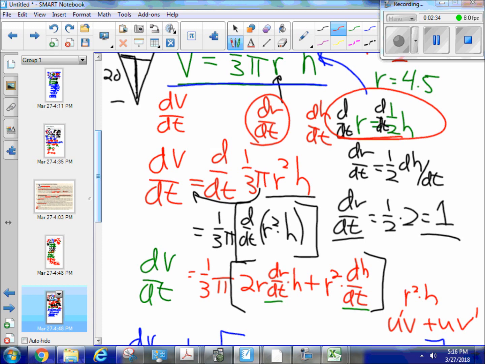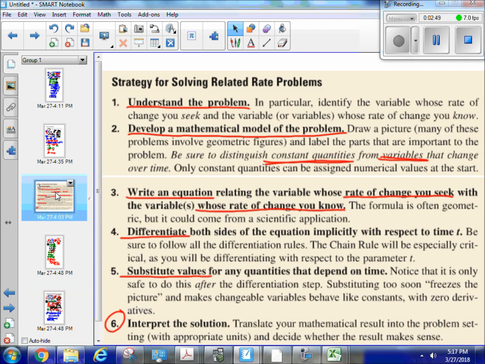It works out. It turns out that became very helpful in many other problems. It doesn't have to be a really complicated formula to relate the two variables. Just any formula that relates the two variables, as long as I can relate a variable whose rate of change I seek, which was dr/dt, with a variable whose rate of change I know, which was dh/dt.